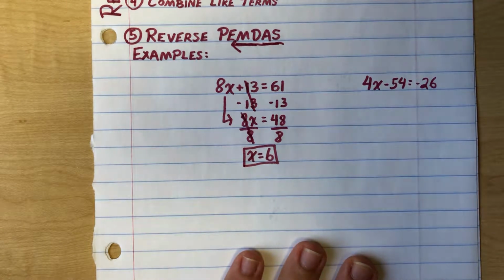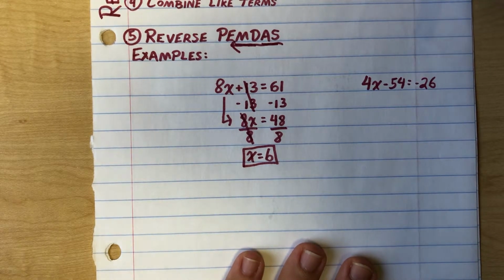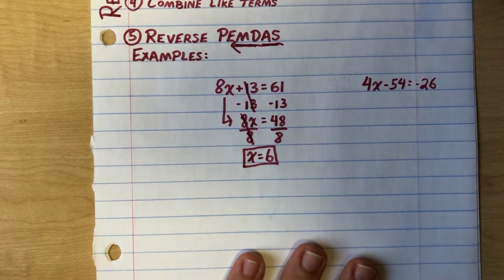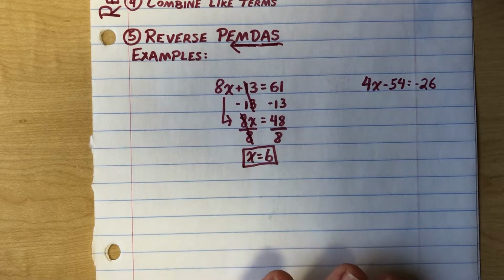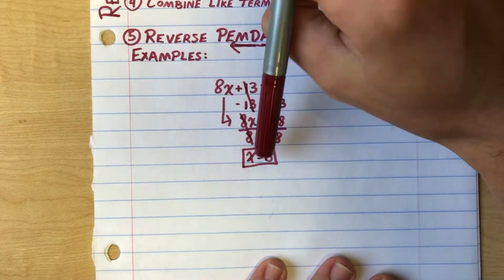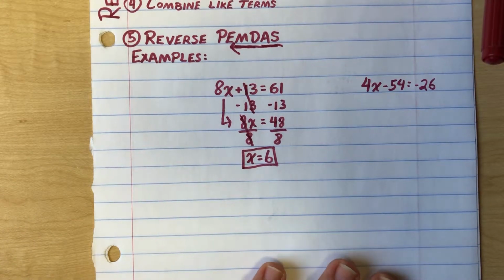And I always put a box around my final answer, and I'd really appreciate if some of you started doing that too, because sometimes you guys have a lot of work, but I can't find your answer. So just put a box around your final answer for me. That makes my life easier.